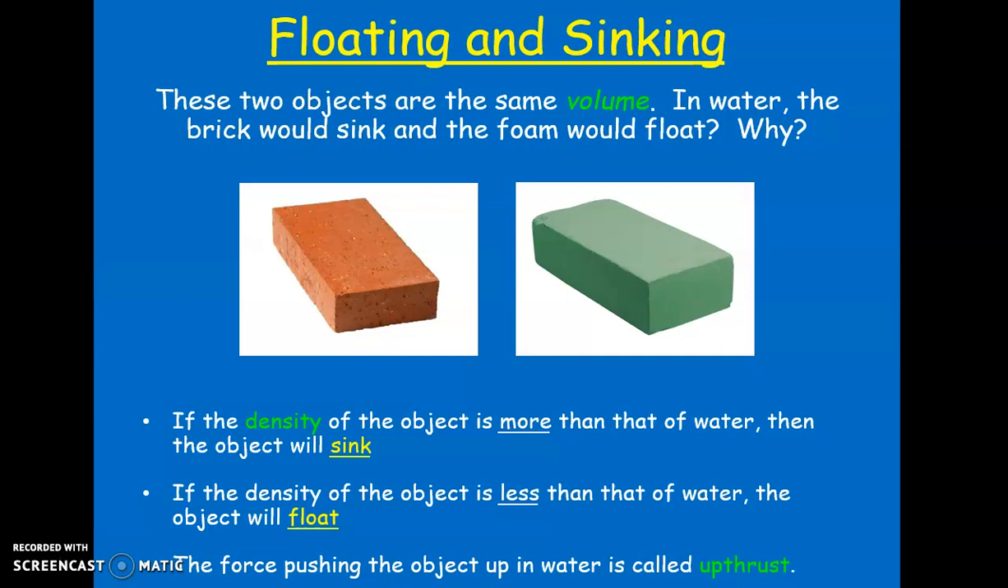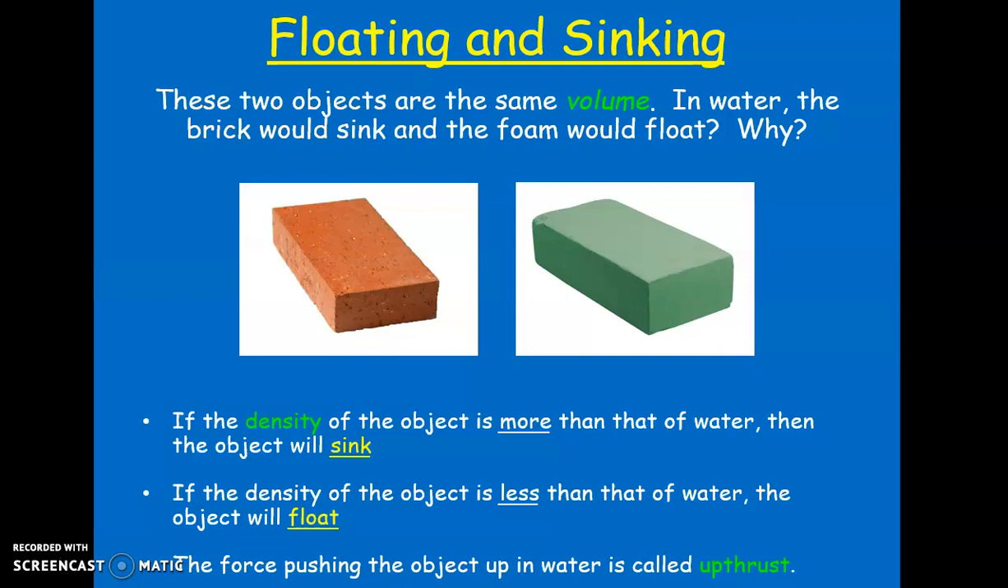So here's a question. I've got two objects, two cuboids. One is a brick and one is a piece of foam. They're both the same volume. If I place them both in water, the brick would sink and the foam would float. Why? A common answer here is because the brick is heavier. You're right, the brick does have more mass, therefore is considered to be heavier. But that's not the main reason. The reason is the density.